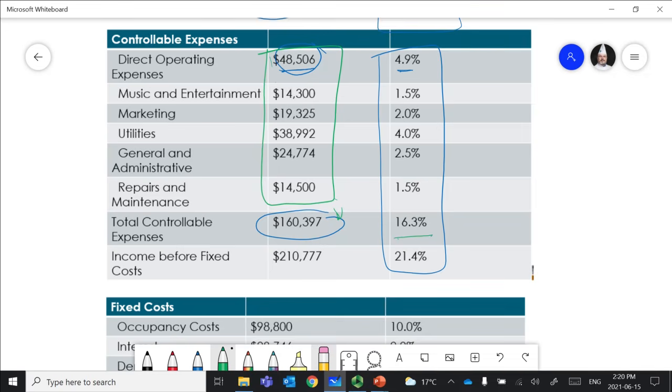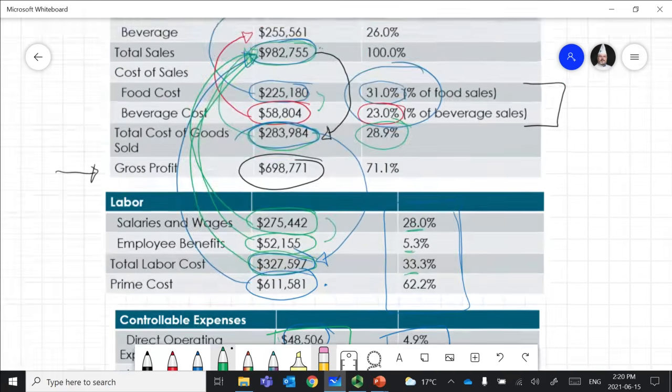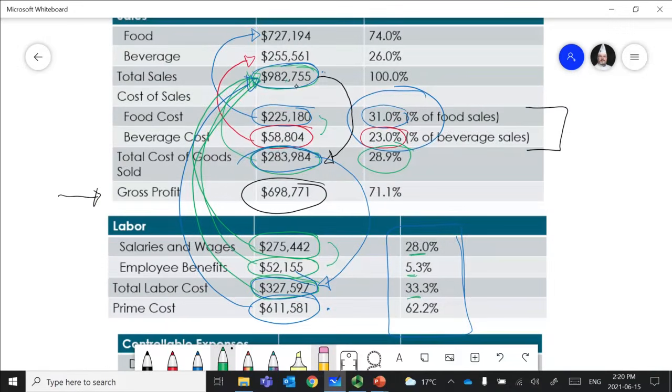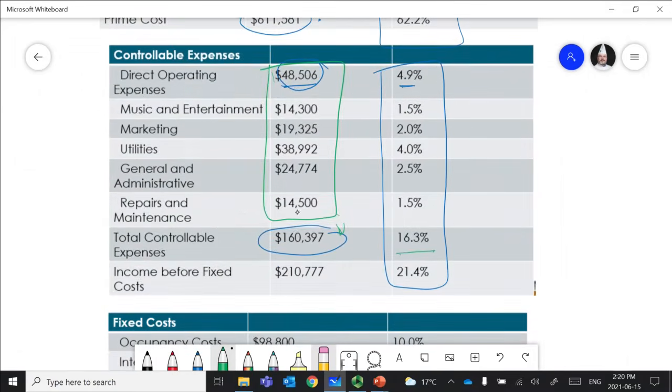16.3%. Income before fixed costs, this is now our total sales minus, let's go up to the top here. So it's our total sales, our 982,000, minus our total cost of goods, minus our total labor cost, minus our repairs and minus our total controllable expenses gives us $210,777 left.